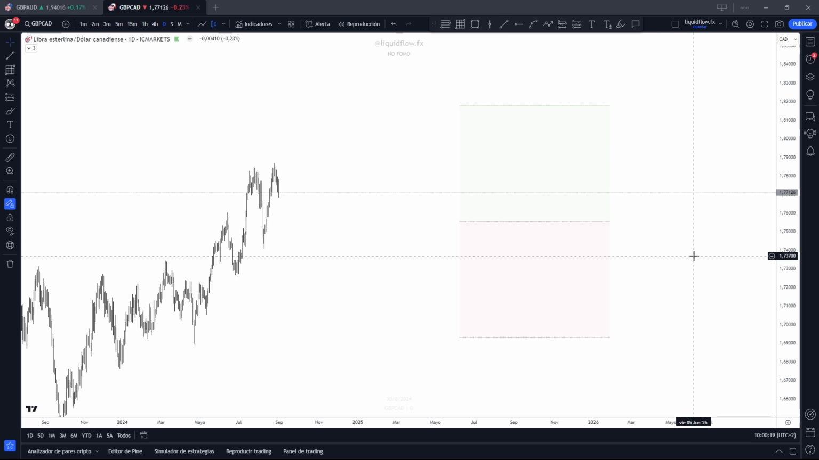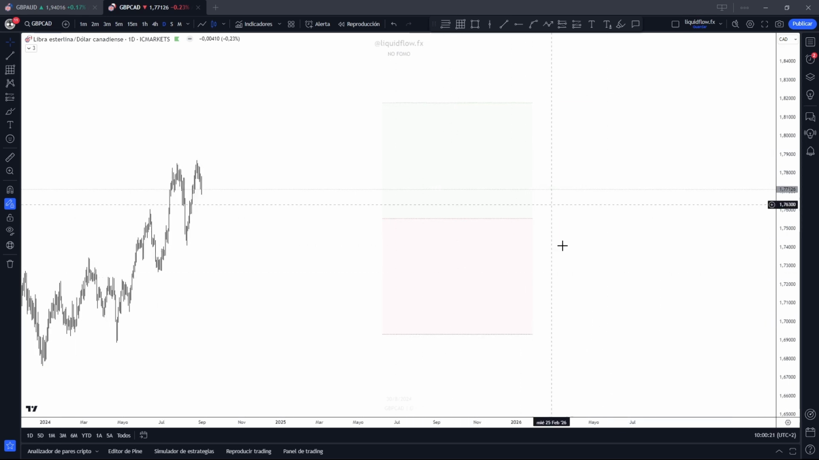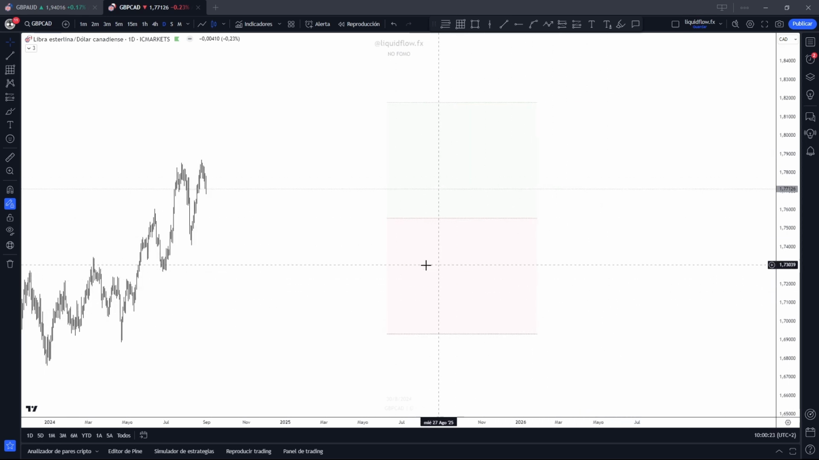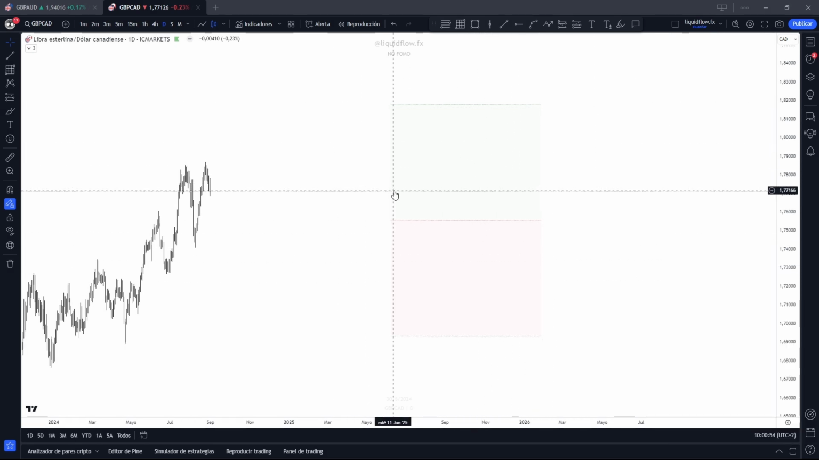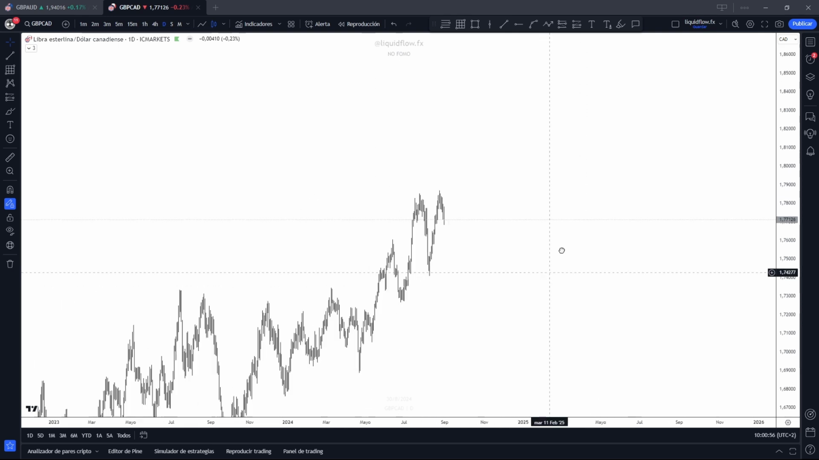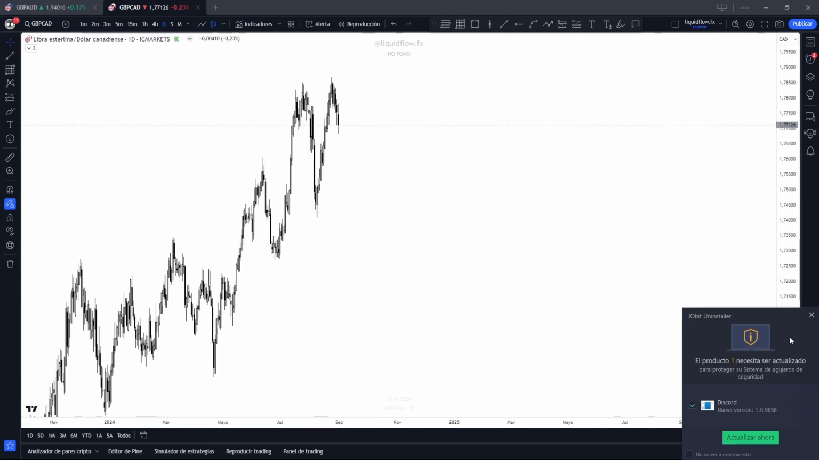Okay? So, what can we see in those areas? Well, if we are in the discount area, we want to see the market retrace to this area and then give us some opportunity to buy. And if we are in the premium area, for sure, we're expecting that the market retraces back to the premium area and have the best opportunity to sell. So, how do we use this premium and discount?